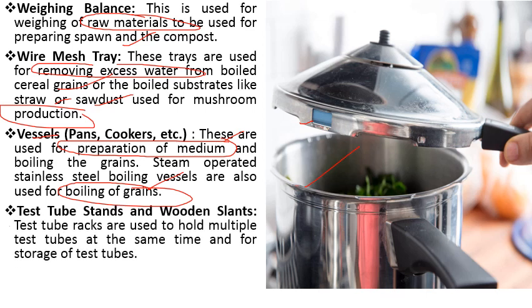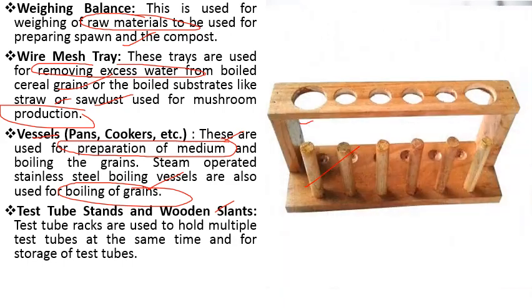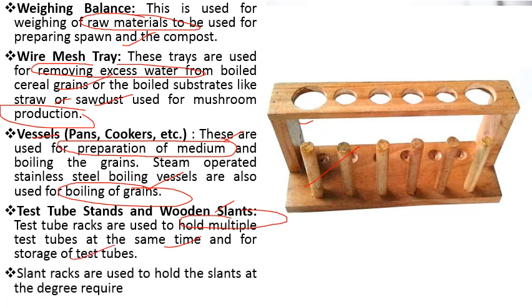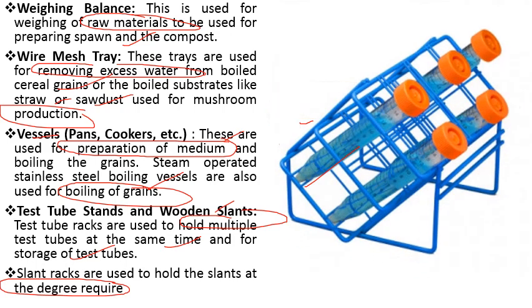The next comes test tube stand and wooden slants. So these test tube racks are used to hold multiple test tubes at the same time and for storage of the test tubes. Slant racks are used to hold the slants at the degree required. तो ऐसे racks use किया जाता है जिस slant में particular degree में हमें उस test tube को रखना है, उसके लिए हम slanting racks को use करते हैं.